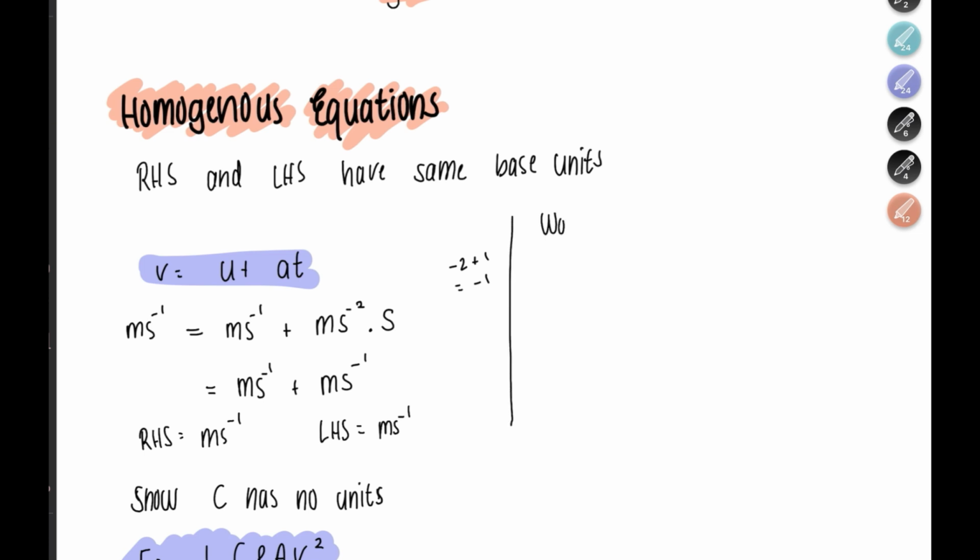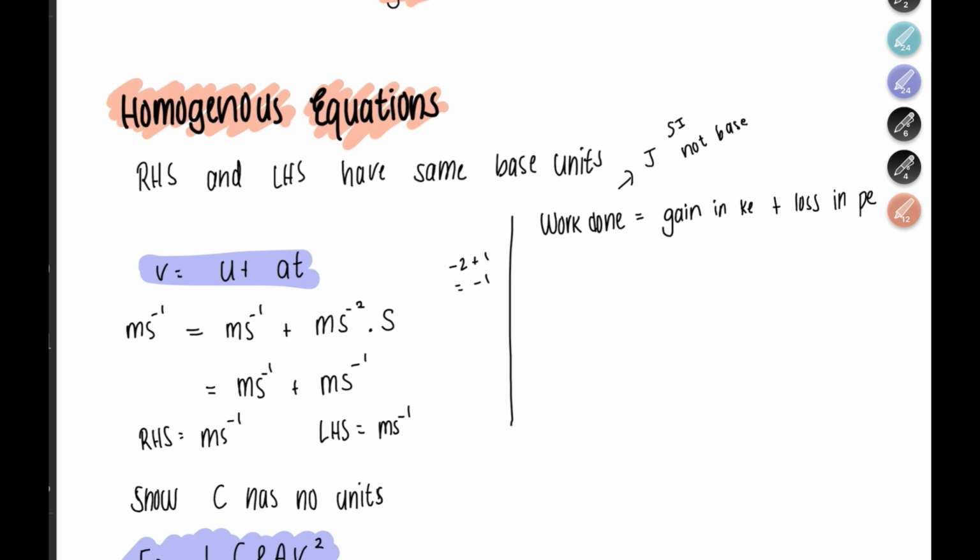Now let's look at another example. For example, work done equals gain in kinetic energy plus loss in potential energy. Can you try to do this on your own first? Okay, so we know the unit for work done is joules, but joules is the SI unit, it's not the base unit. So let's write this in terms of base units.